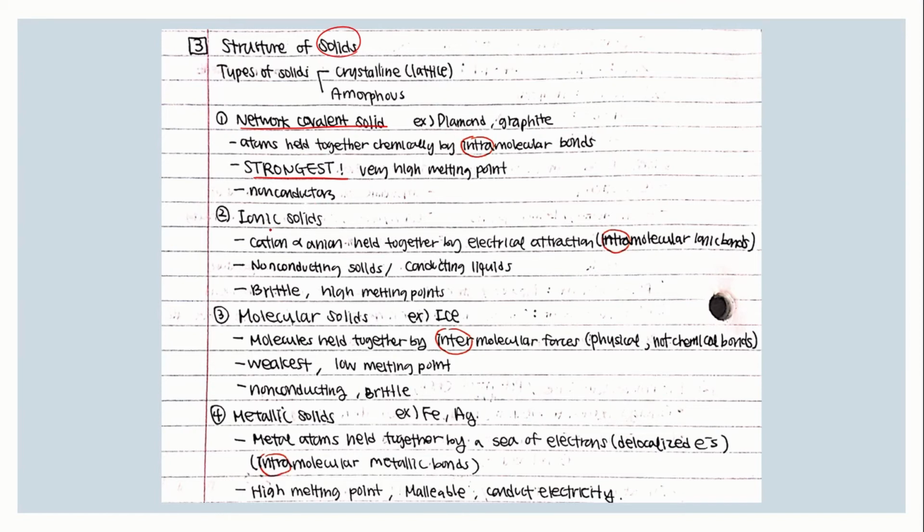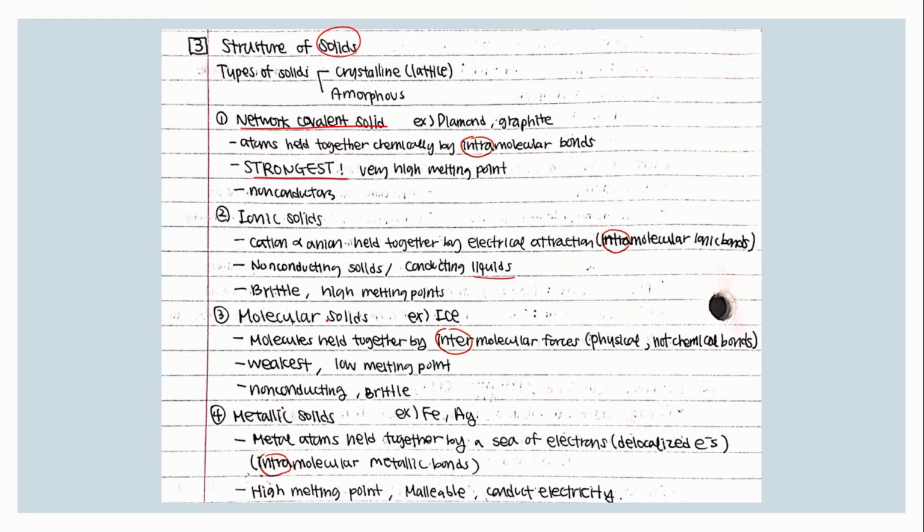Next is the ionic solids. Cation and anion held together by electrical attractions, which is an intramolecular bond. And they are non-conducting solids, but conduct electricity in liquid or aqueous states. They have high melting points and they are brittle.